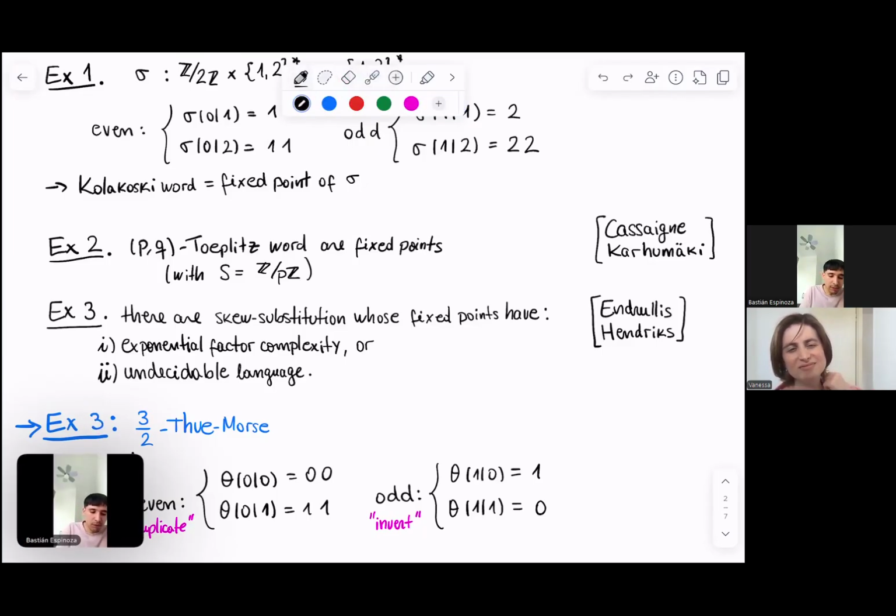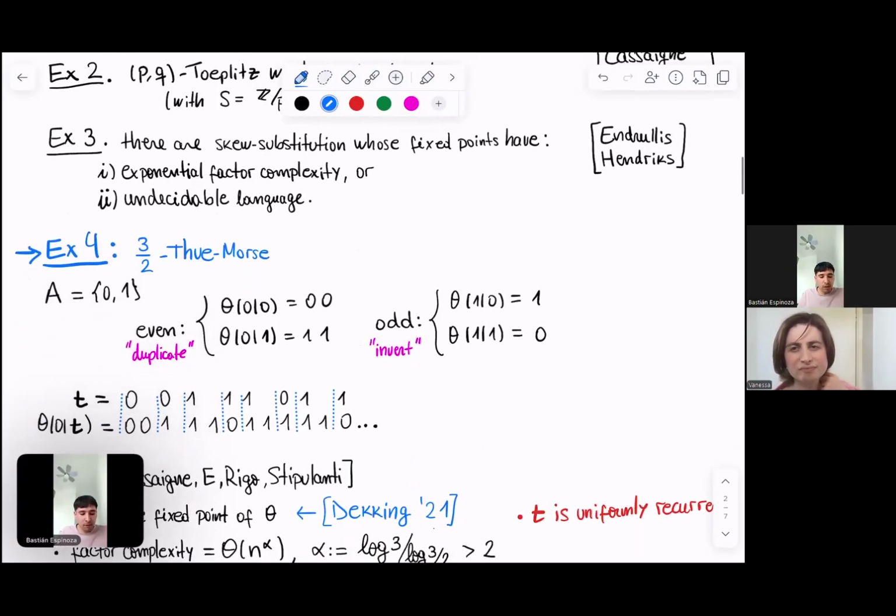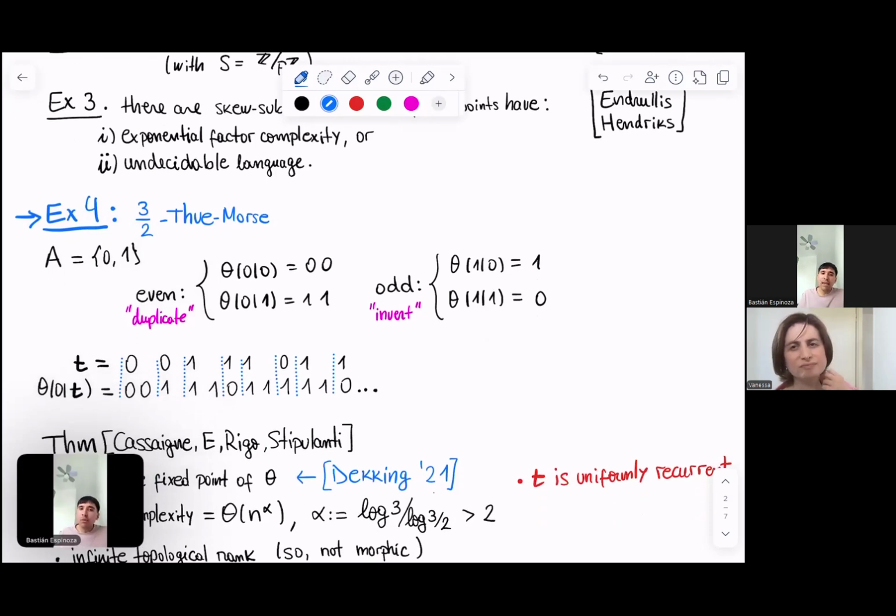Oh, yes. So I was saying that we have these bad examples, but now I want to focus on what we really want to study here, which is the Thue-Morse case. So as I was saying, we can generate the Thue-Morse case, the 3-half Thue-Morse infinite word using these skew substitutions, and the particular substitution that appears here is the following one.